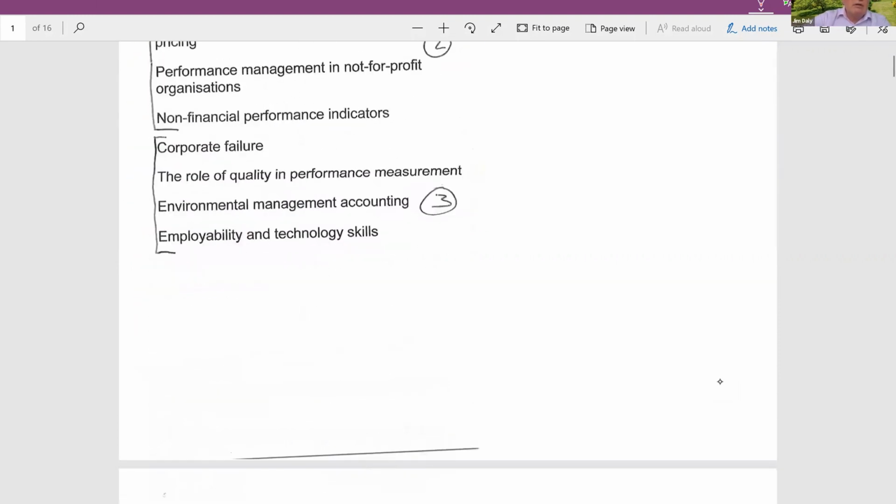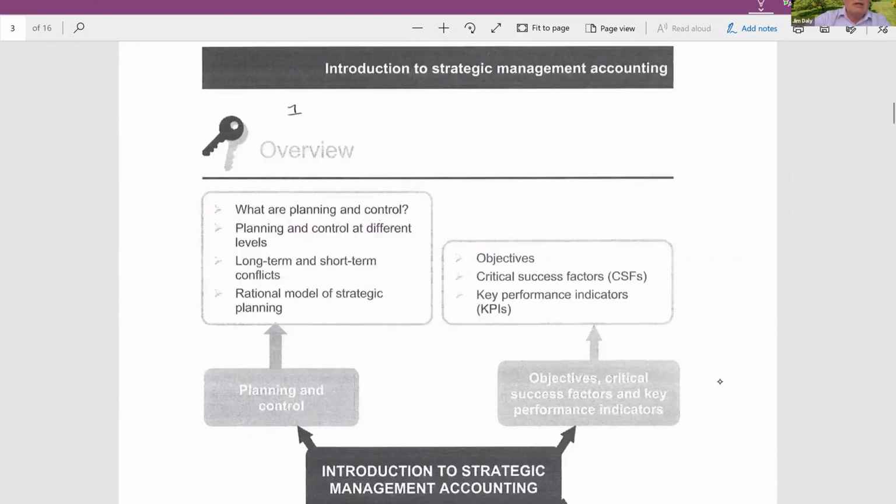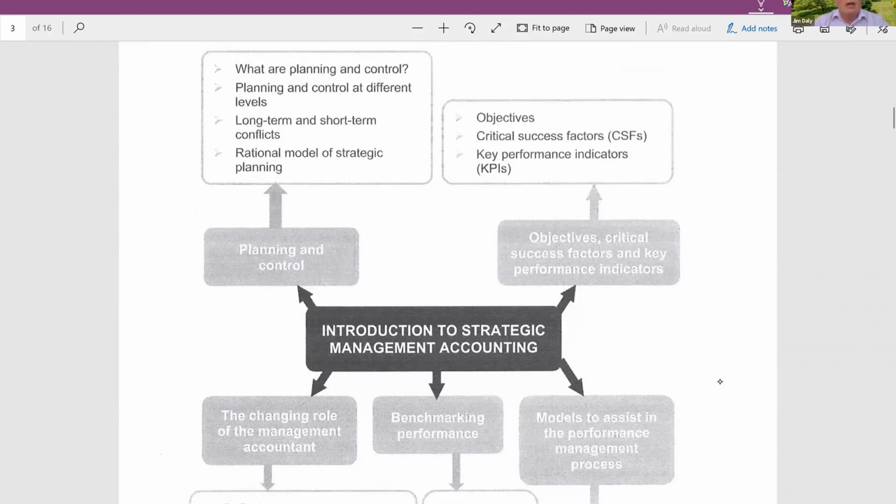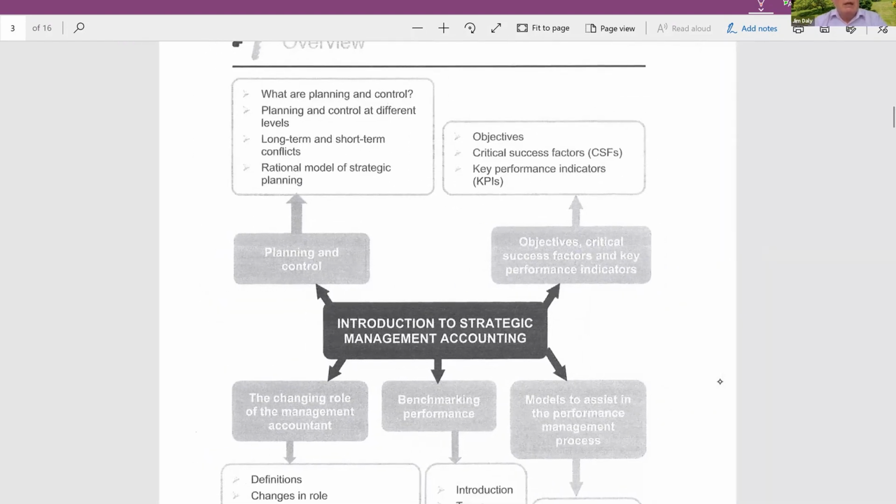if you go down, you will find, when looking at syllabus section 1, as we said, Introduction to Strategic Management Accounting covers areas such as planning and control, objectives, critical success factors, and key performance indicators. So CSFs are absolutely vital to the survival of any organization. KPIs, how do we measure those CSFs? So we need to be all over that for this paper. Planning and control, what are planning and control? Planning and control at different levels, long and short-term conflicts, and the rational model of strategic planning. So we look at different methods or models that can be used for that.